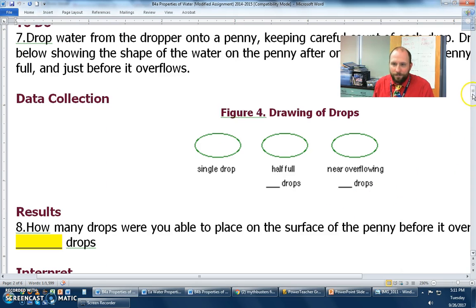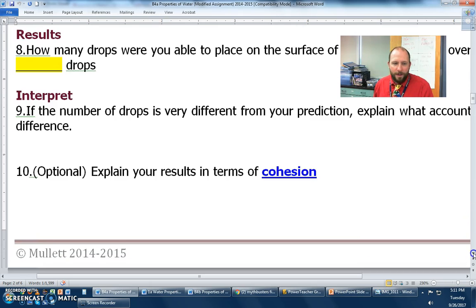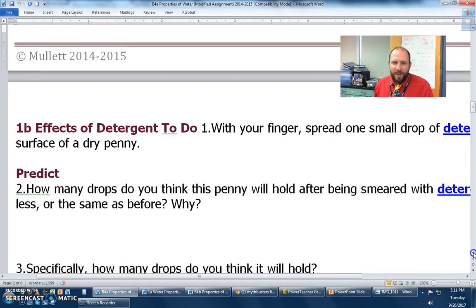Let's see here. Got some questions down at the bottom. Do your best with these questions. You'll notice question here, number 10, is optional. I treat it as optional, but I also offer extra credit if you get your answer to be correct. So that's part 1A. You then head into 1B, effects of detergents.